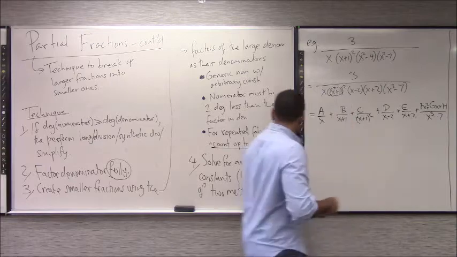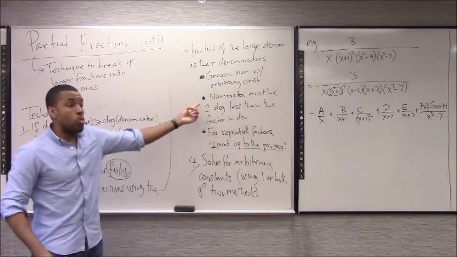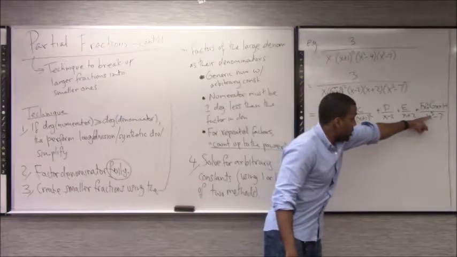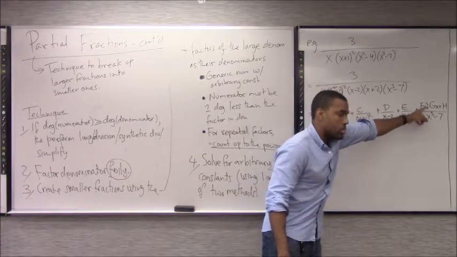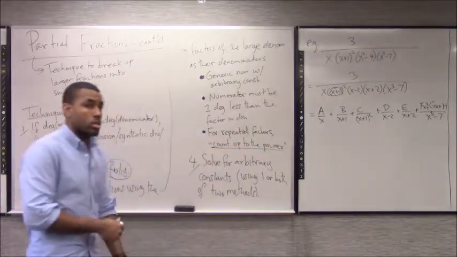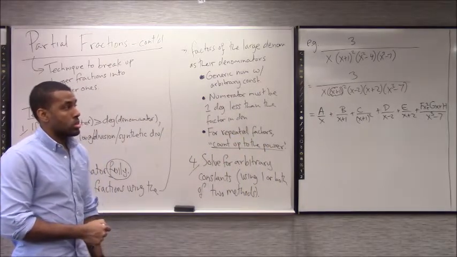You always have to remember that the numerator needs to be 1 degree less than the denominator. Therefore, if the denominator here is an x cubed, the numerator needs to be a quadratic. Yeah. Is x cubed minus 7 also factorable?